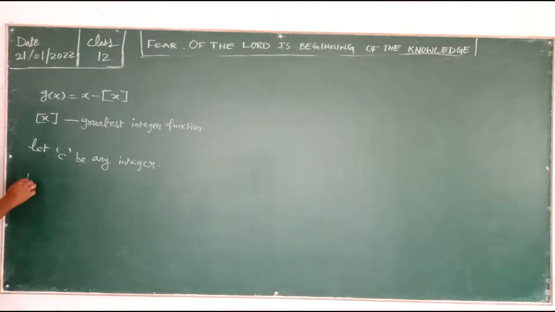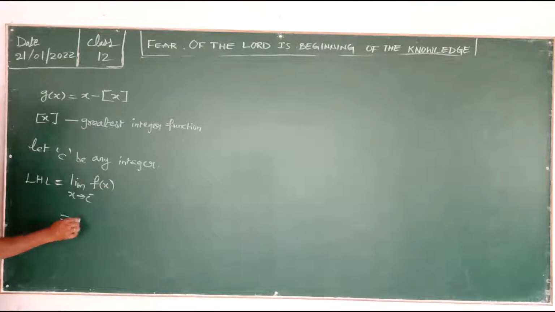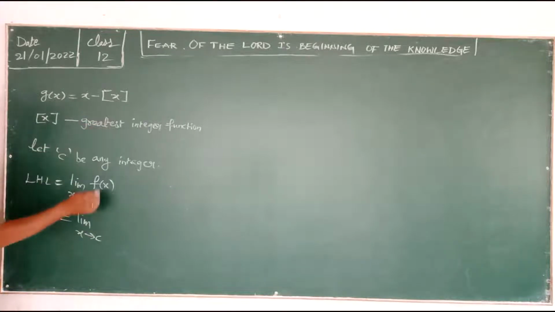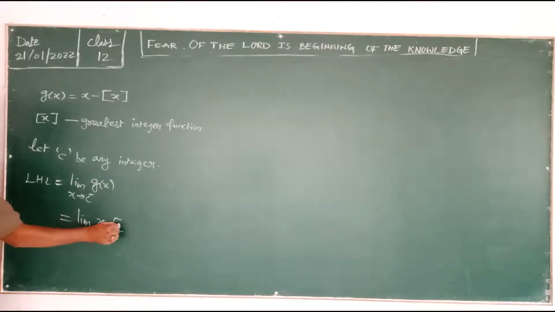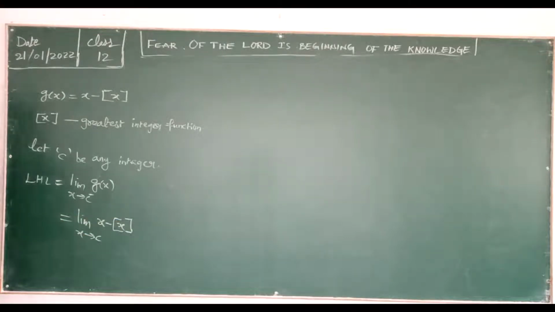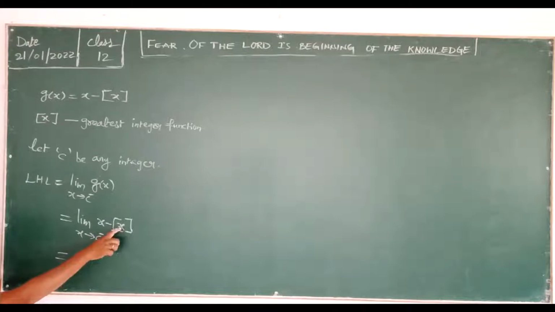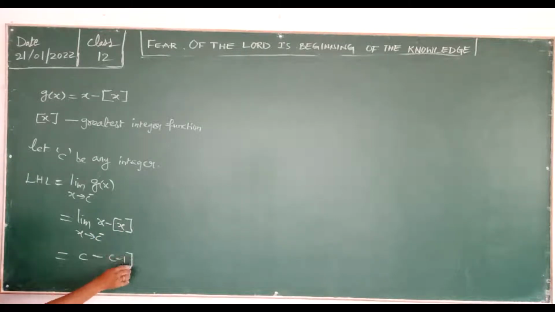So take the left hand limit first. You know that it is limit x tends to c minus of f of x. Instead of f of x I'll write g of x, which is x minus greatest integer function of x. Always remember, whenever there is a negative sign, that is the left hand limit, you substitute c for x, and the greatest integer function of c minus is c minus 1.